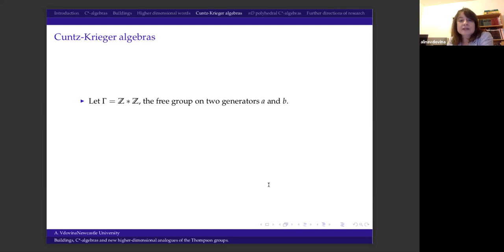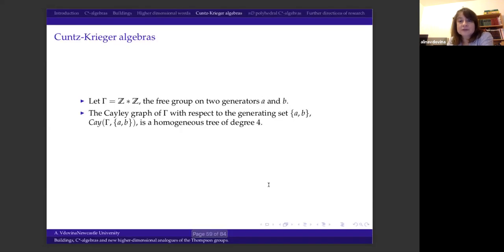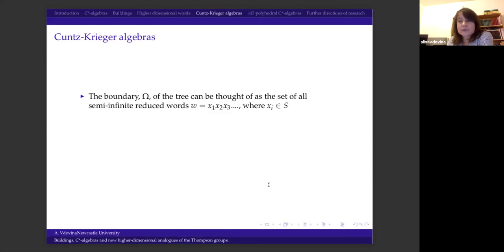So let's have a free group on two generators. Of course, the Cayley graph is the homogeneous tree of degree 4, which I already showed. We can think about the vertices of the tree as reduced words in the generators of the free group. We can also think about the boundary of the tree, right? The boundary of the tree can be thought of as the set of all semi-infinite words.